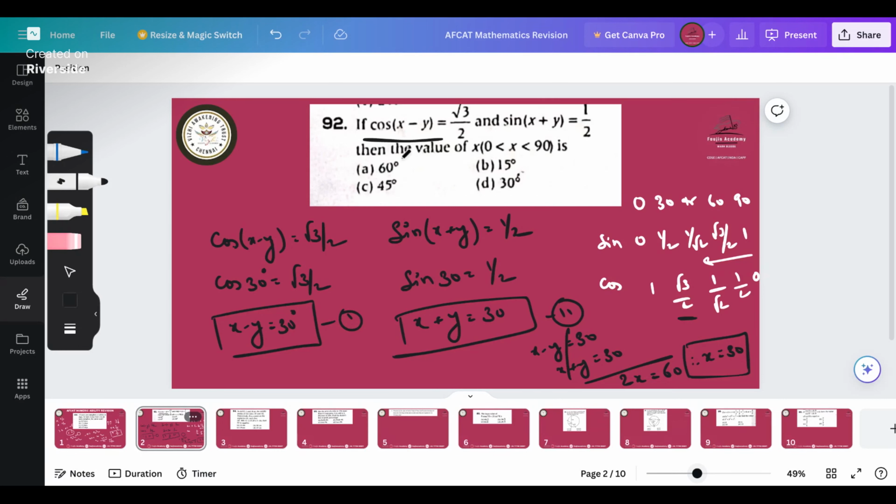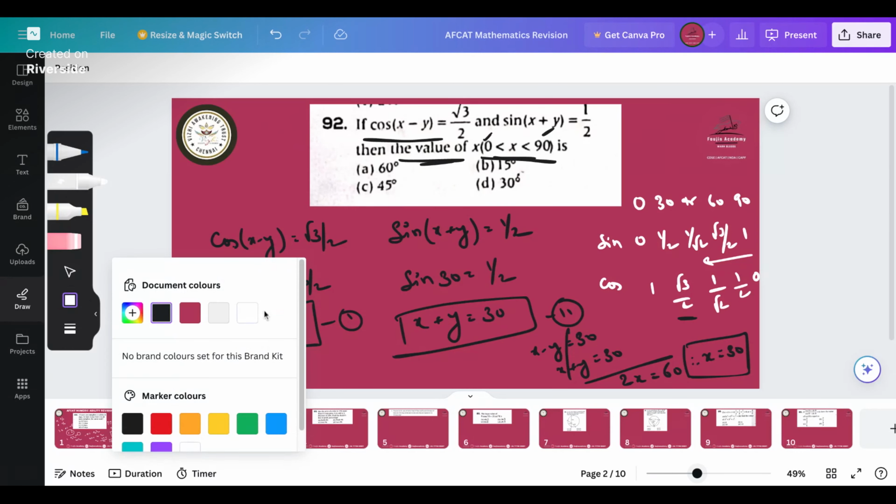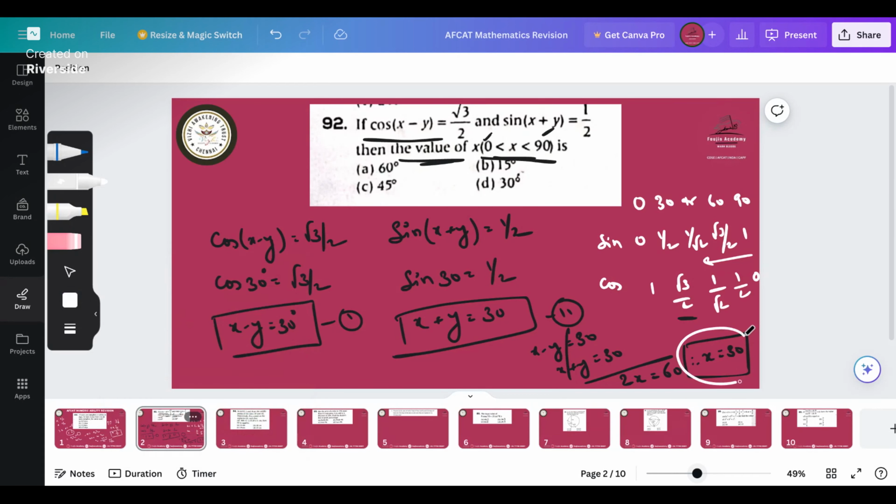What they have asked is the value of x, where x lies between 0 to 90, right? Both excluded, both the values 0 and 90 excluded, right? So what is the value of x over here? The value of x over here is 30.